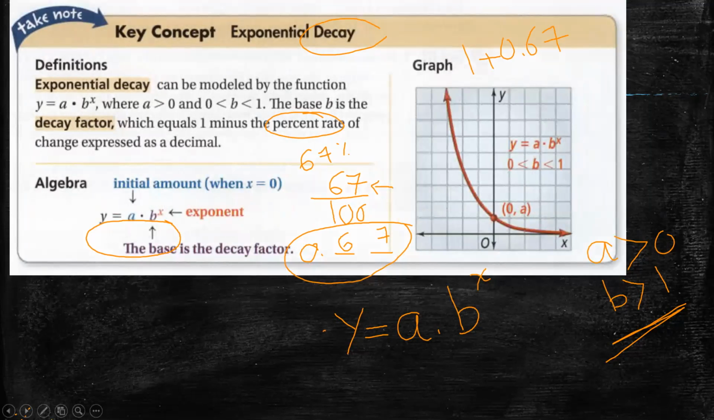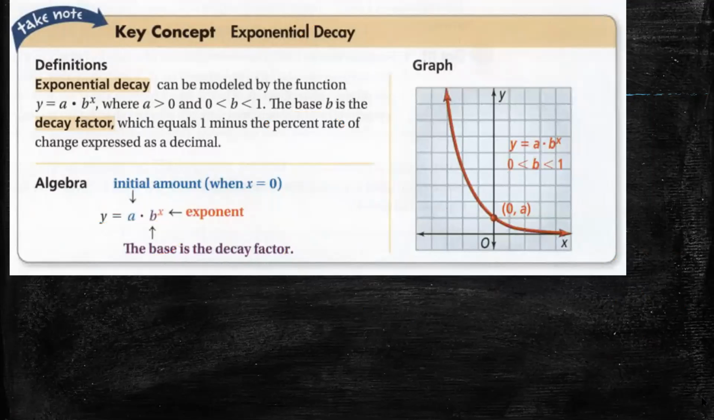Now, what about the decay? In the decay here, you have the same. The function is y equals a times b raised to the power x. And a is an initial amount, and a must be greater than 0. But b here is not greater than 1 like the growth. It will be less than 1 and it will be positive. It must be positive and less than 1. Or you can say it has to be between 0 and 1.